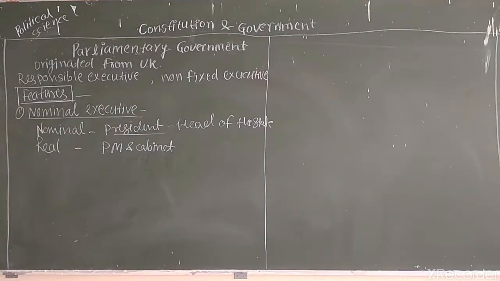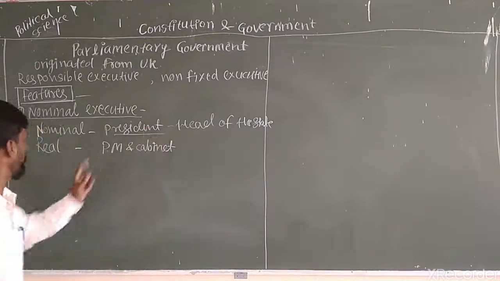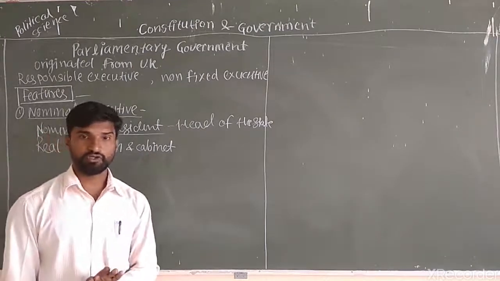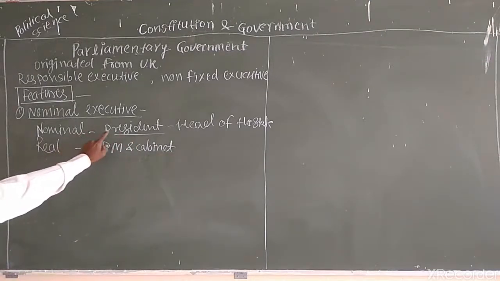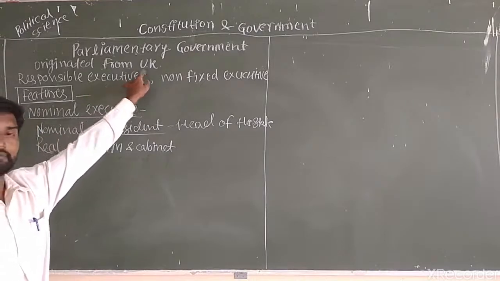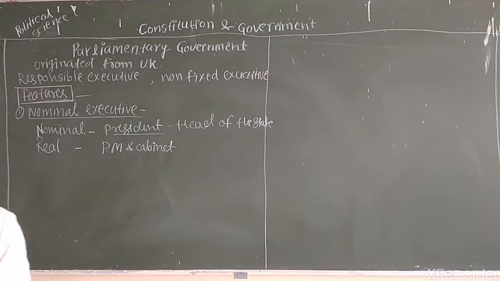You can see one more example here: the President is the head of the state but not the head of the government, whereas the PM is the head of the government. One more example you can give: nominal executive is the President of India, as well as in the United Kingdom, the Queen. Okay. Second point, cabinet is the real executive.